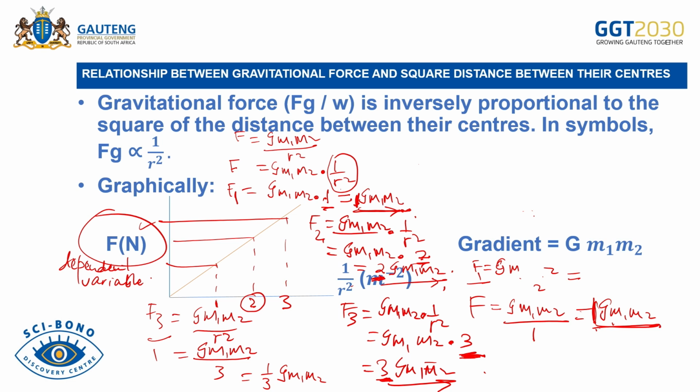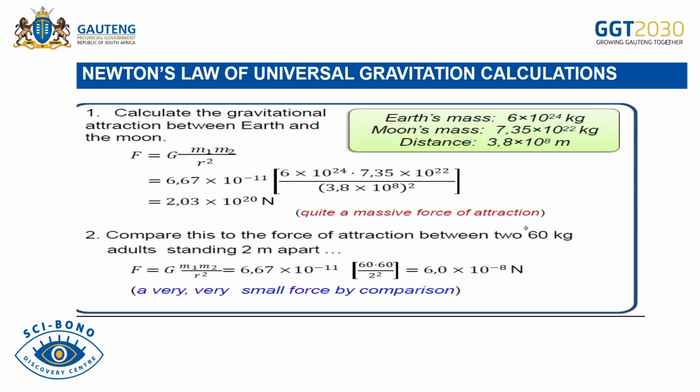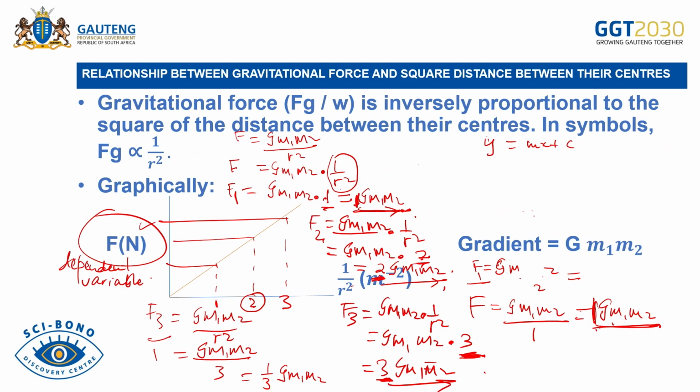So, what are we having? It's a straight line, equation of a straight line. It's y equals mx plus c. Then your y should be F. Your x should be 1 over r squared. Then the equation where you have F and 1 over r squared, it's F equals G m1 m2 over r squared.